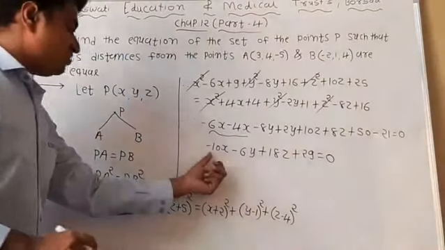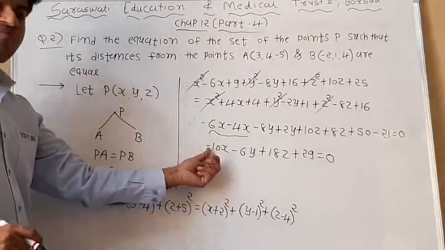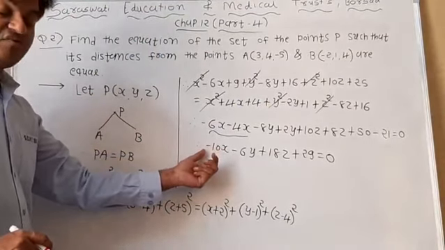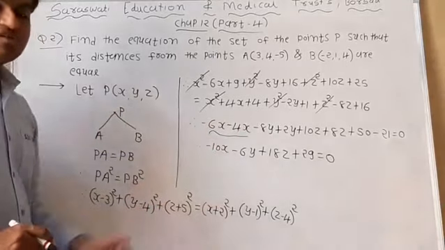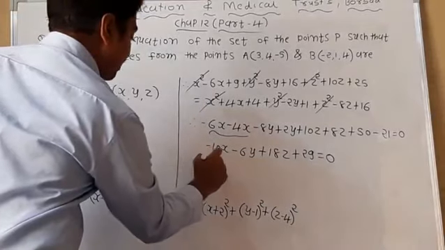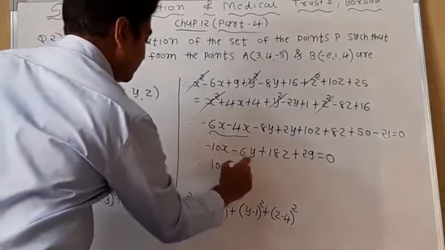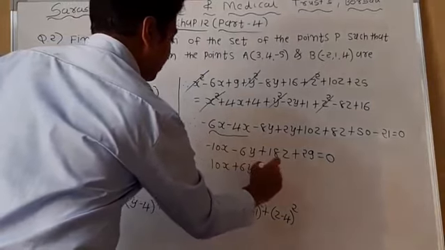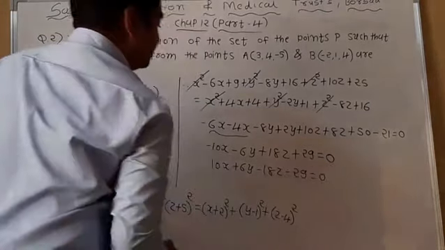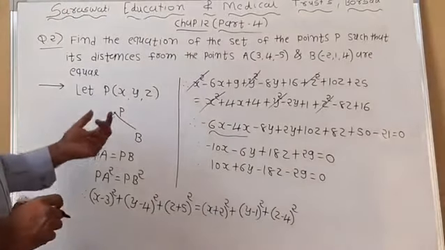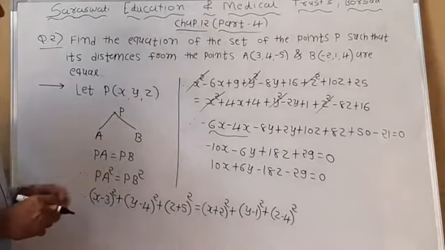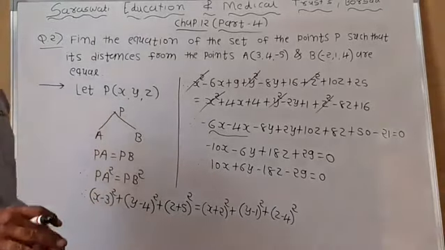Now here a minus sign is present in the first term, so we take the minus sign common, and since 0 is on the opposite side, we can remove it. So therefore we write 10x plus 6y minus 18z minus 29 is equal to 0, which is our required equation. Okay.